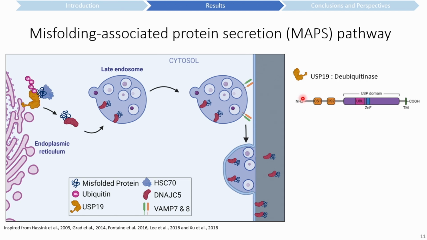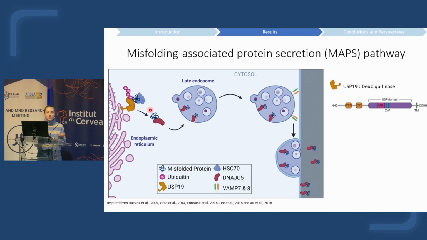Just quickly, it's initiated by USP19, a deubiquitinase that must be fixed on the ER to be active in this pathway. It deubiquitinates misfolded proteins, and then those misfolded proteins are sent towards DNAJC5, a chaperone. They form complexes together, and those complexes stay together until secretion. So firstly, to see if the MAPS pathway can be involved in those motor neurons, we looked for those complexes.